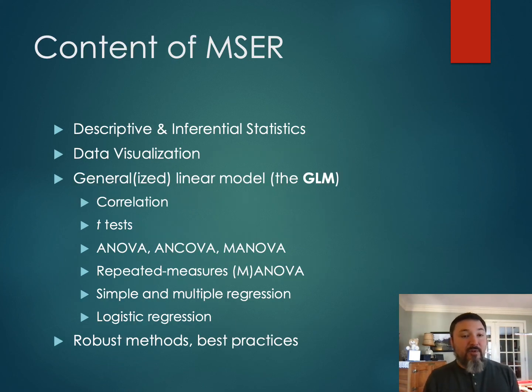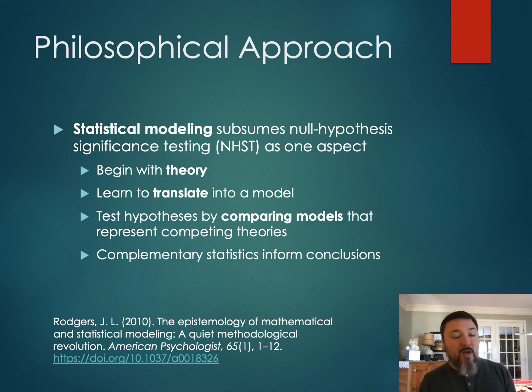So the content of that first course, it will include some information you've already seen in bachelor level statistics, including descriptive and inferential statistics and how to visualize your data. And you may already recognize many of these methods, such as correlations, t-tests, ANOVA, but we frame everything from a unified approach. These are all actually special cases of a single generalized linear model, and we teach the course from that perspective. So statistical modeling actually subsumes null hypothesis significance testing as one aspect of this modeling procedure.